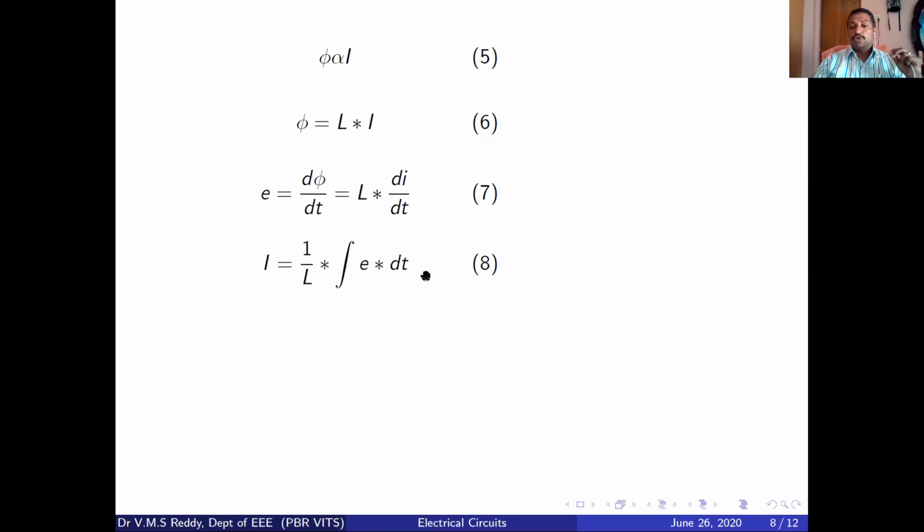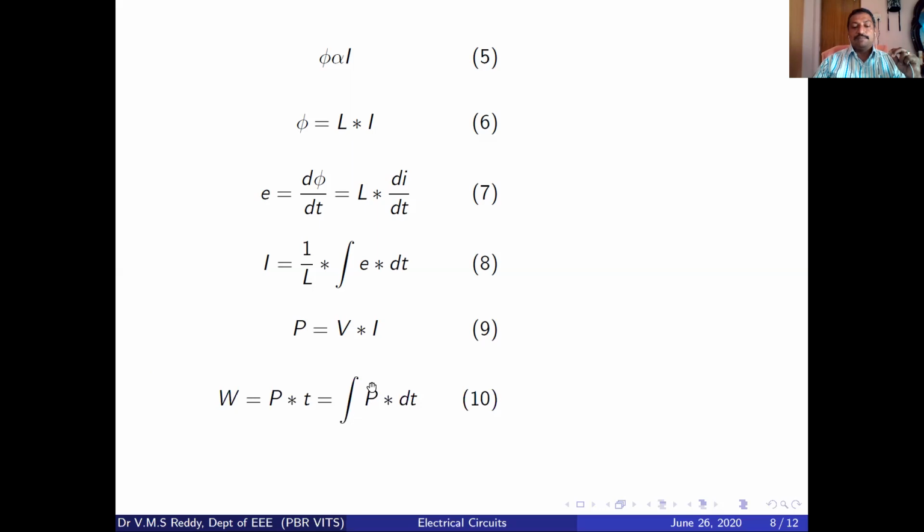So these are the two parameters of an inductor: what is the magnitude of induced EMF, and what is the current flowing through the inductor? Then we need power. What is the power? Everyone knows that power is equal to voltage multiplied by current. Then we need energy. W is equal to power into t, or we take it as the integral of P dt.